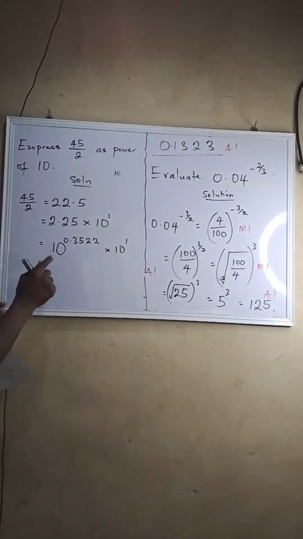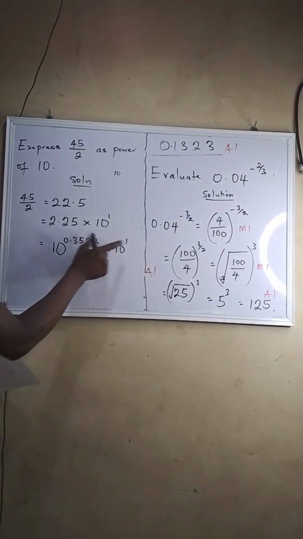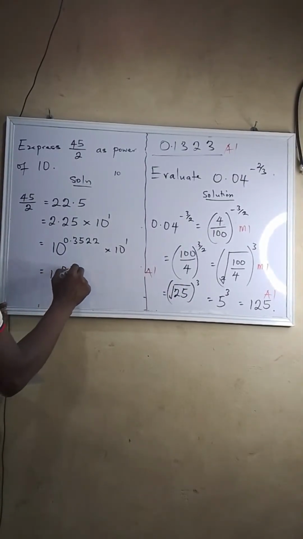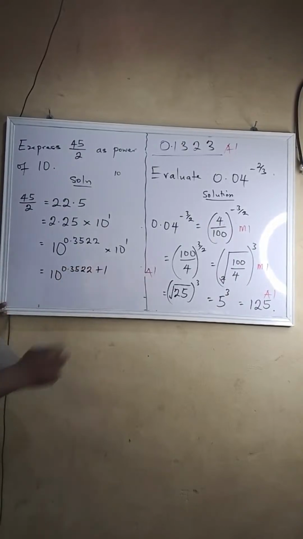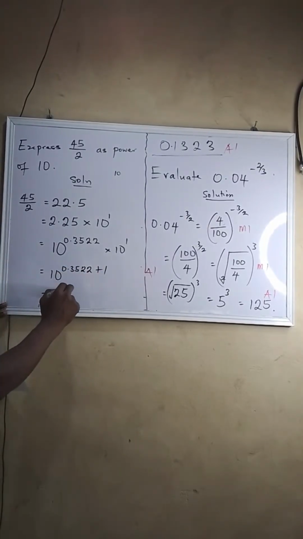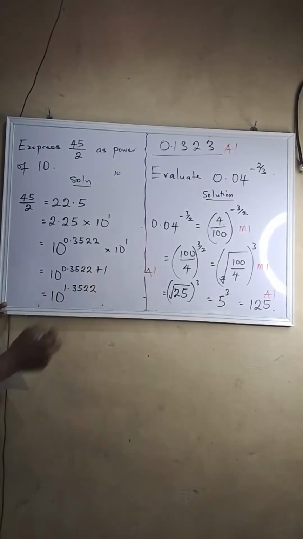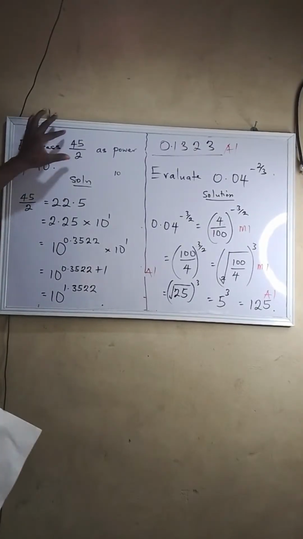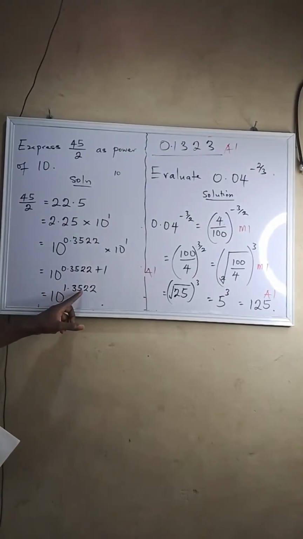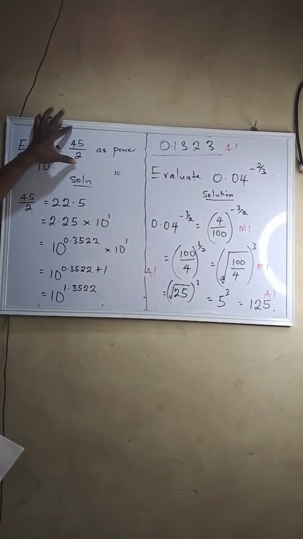You join them together. Now they have the same base, so you add the powers together. So this is going to give you 10 raised to the power of 0.3522 plus 1. Okay? So now you add this 1 to this integer here, so you have 1.3522. So this is the answer. So you have expressed this number as a power of 10. That means 10 raised to the power of 1.3522 is equivalent to 45 over 2.